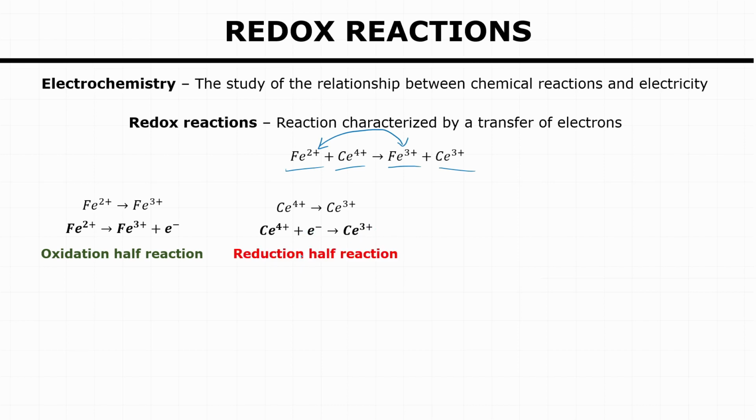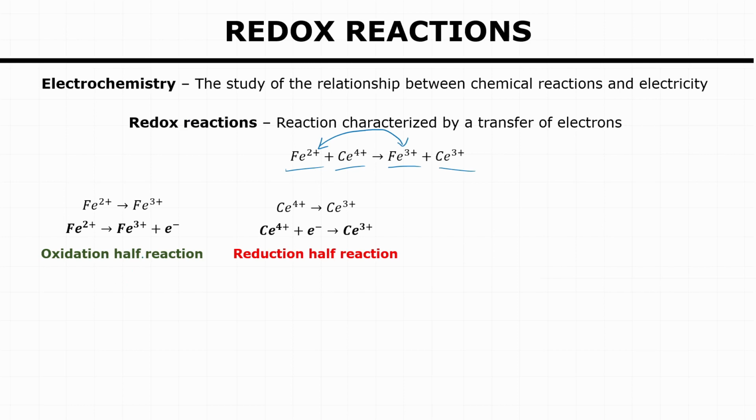And this half reaction is known as the reduction half reaction. It's known as reduction because the charge decreases because you're adding an electron. And so a redox reaction is characterized by an oxidation and a reduction half reaction.